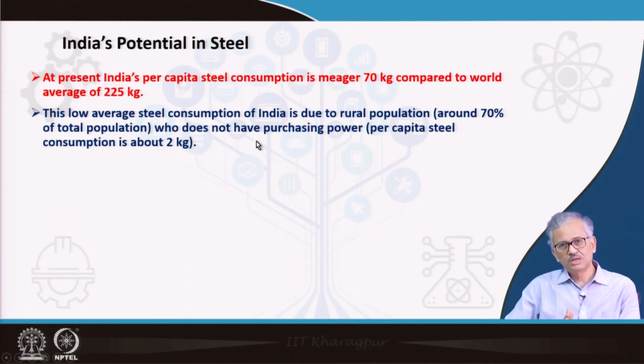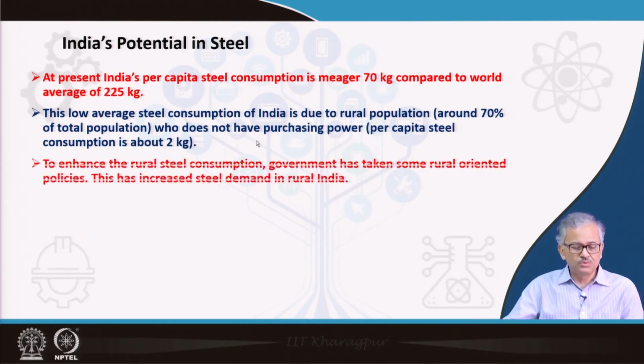So they don't have the purchasing power. That's why we have to make this rural area more solvent, such that their purchasing power is more and they can buy the steel.